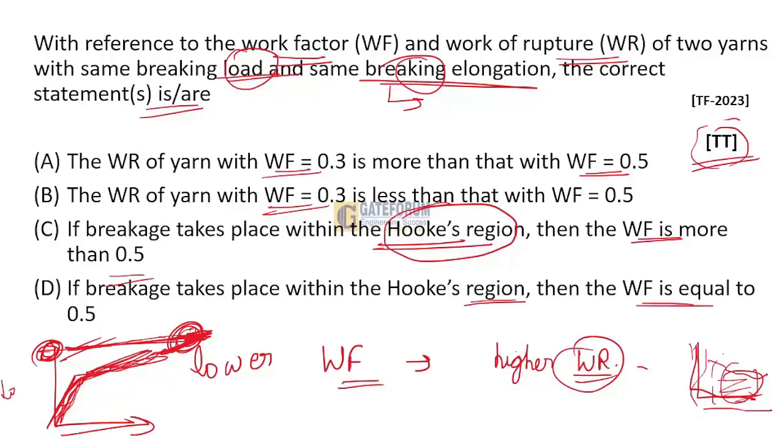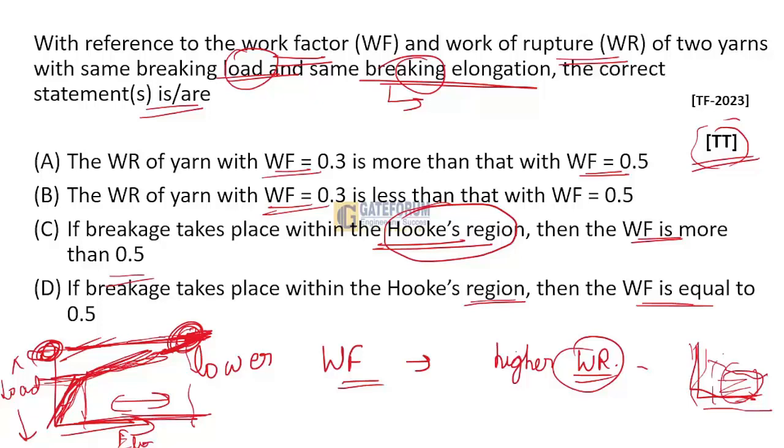In the load versus elongation curve, this is known as the breaking load, this is the elongation, and this point is known as the breaking strain. The modulus is basically stress by strain. So the work done is equal to the work done in the elastic region of the stress strain curve, and the work factor will be equal to 0.5. It is an ideal limit. You must remember this: work factor is equal to 0.5.